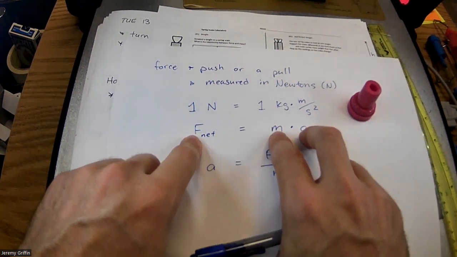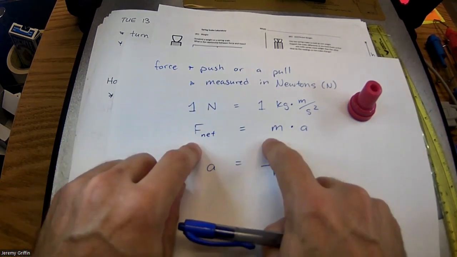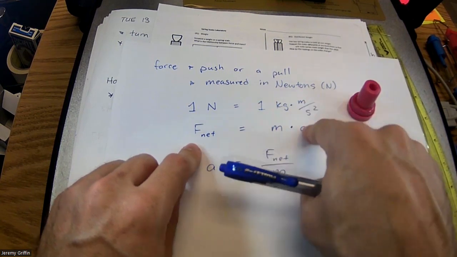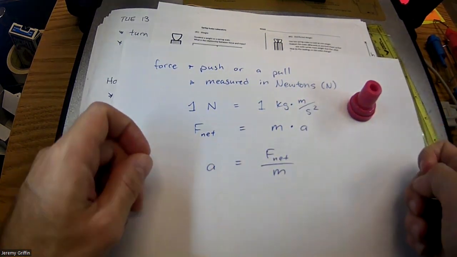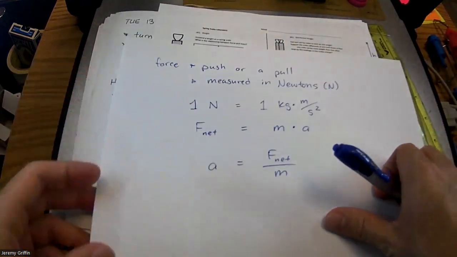You guys see how the units match up with the variables? So force is measured in newtons, mass is measured in kilograms, and acceleration is meters per second squared, which we've been working with for the last few weeks. Okay, you guys see that? Okay. All right. So how about these spring scales?